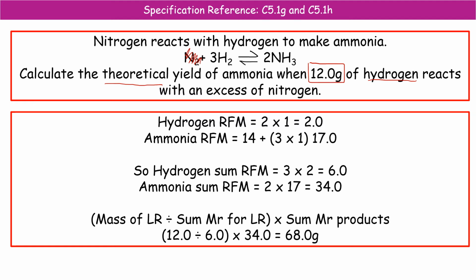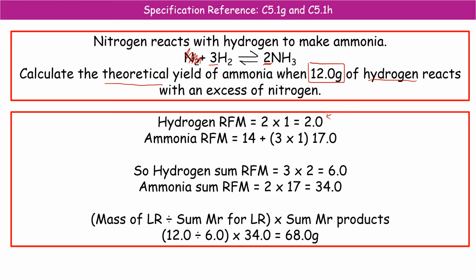Next up, we need to work out the sum of the relative formula masses. So times what we just worked out here as our relative formula mass by the number of moles up here. So what we can see first of all is, for hydrogen we have 3 moles of it, so 3 times 2 is 6. Ammonia, 2 moles, so 2 times 17 gives us 34.